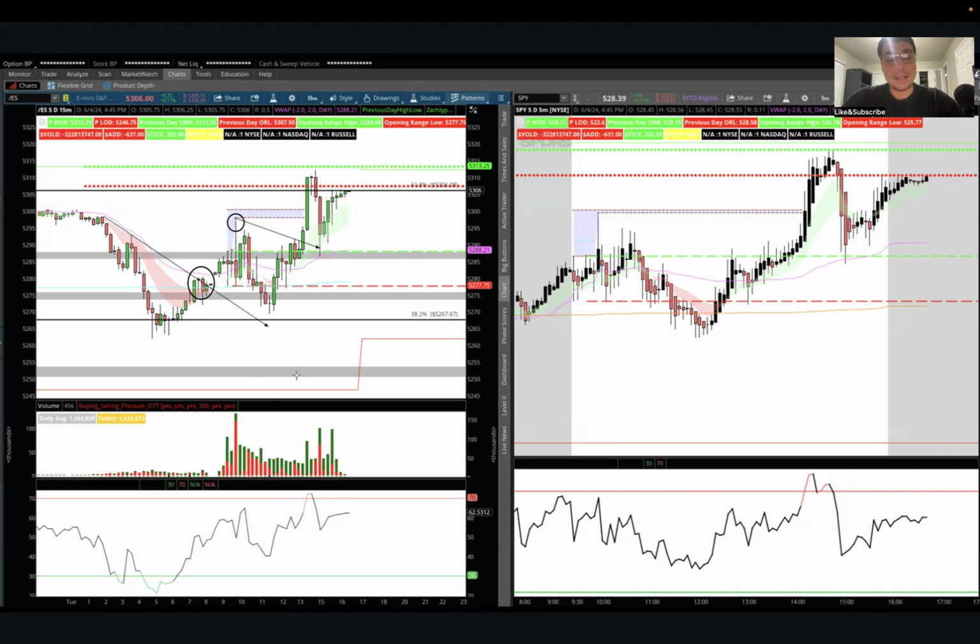So I knew that we had data coming in that morning. So I hopped in this trade and then I got out very early. But I got out at my profit goal up here, which was this gray zone.